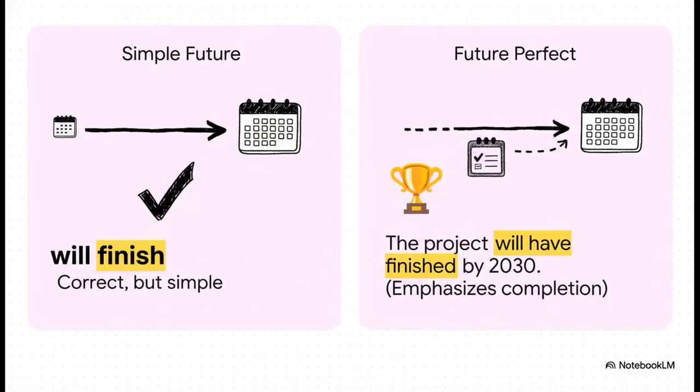And this comparison shows the difference perfectly. Saying a project will finish is fine. It's correct. But saying it will have finished is so much better. It shows the examiner you're looking back from that future point in 2030 at a task that's already done. It's precise, it's advanced, and it shows real control.